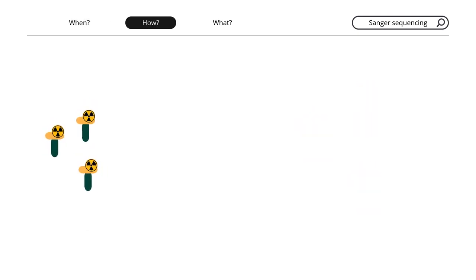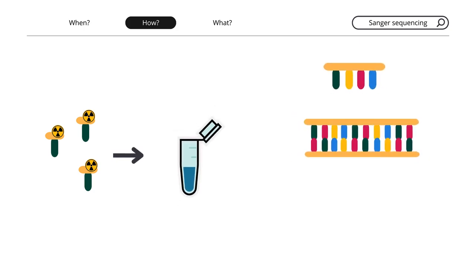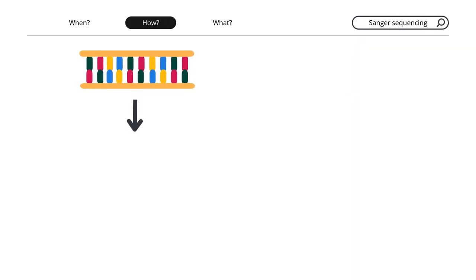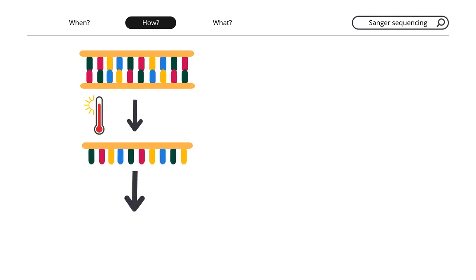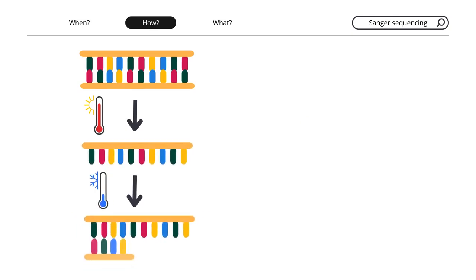These modified nucleotides are added to a mix containing template DNA, a short single strand of DNA to be used as a primer, and single DNA nucleotides. The reaction starts by separating the 2 strands of the DNA template at a high temperature and lowering it to allow the primer to bind. The primer serves as a starting point for DNA synthesis.